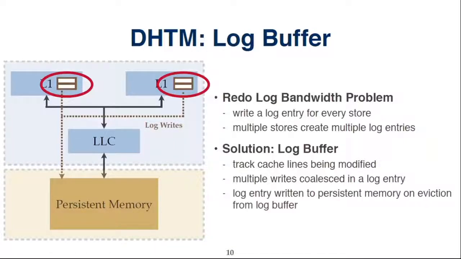And eventually, when a log buffer overflows is when the log entry for the overflowing cache line is written back to persistent memory. So we use this hardware logging mechanism in conjunction with a commercial HTM to support ACID transactions in hardware. So let's look at the state transition diagram of DHTM to understand this whole process better.